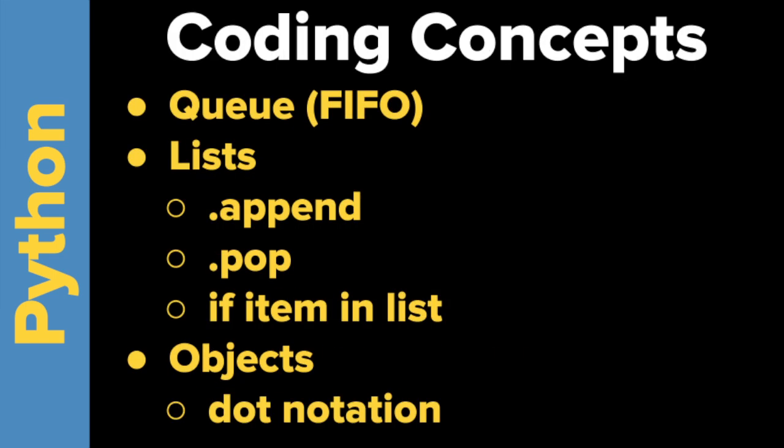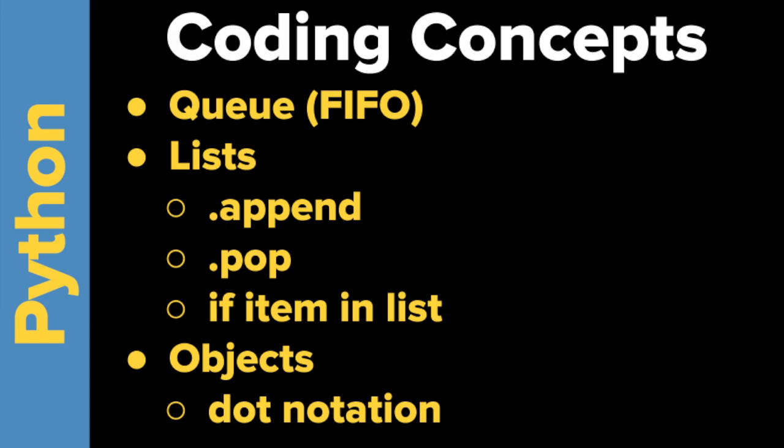As far as coding concepts, we're going to be looking at a data structure called a queue, and we're going to be implementing that using lists in Python. So with lists, we're going to need to use the append method, we're going to be using the pop method, and we're going to need to determine if there is a particular item in a list, and you'll see how and why we're going to use that in a little bit. And then we're also going to be using objects and dot notation. So I'll get to all that later.